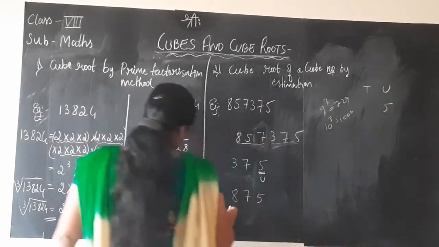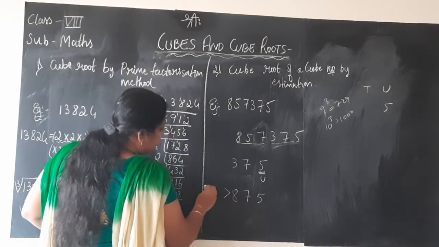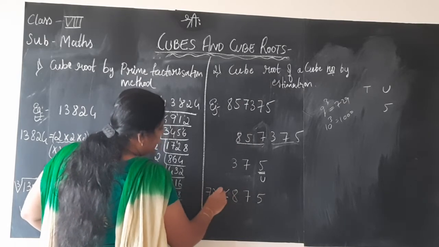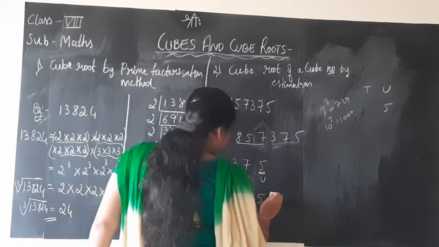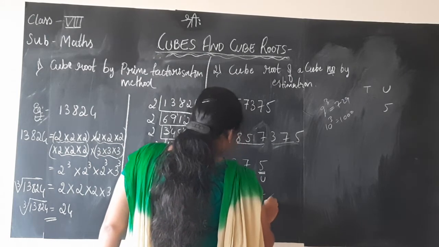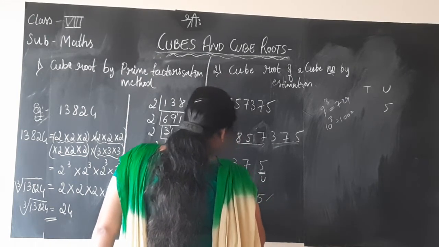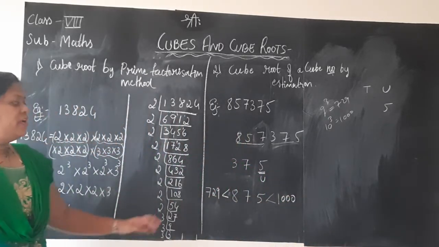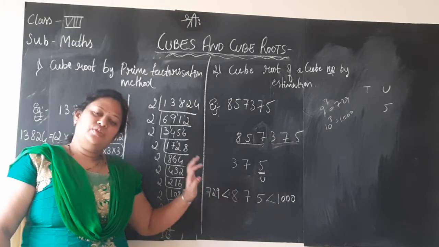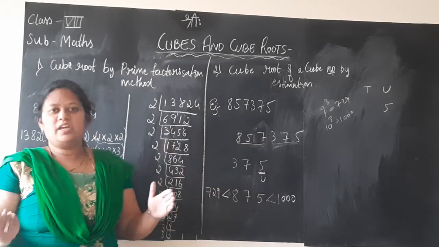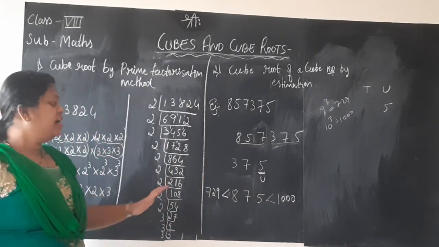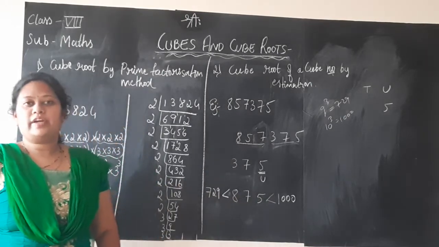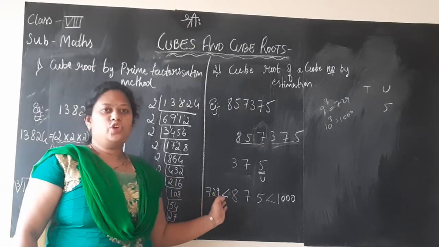So 875 is the number which is greater than 729, lesser than 1000. Perfect cubes, usually if they ask, it will be in between 1 to 10 only. Okay, don't worry much. You should find out our number is in between which 2 cubes. Simply you cannot say some cube number.